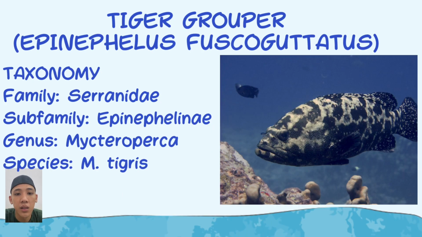So this is the taxonomy for the hybrid grouper parent, which is the tiger grouper. The scientific name is Epinephelus fuscoguttatus, more known as kerapu harimau by locals. The family is Serranidae, the subfamily is Epinephelinae, the genus is Mycteroperca, and the species is Mycteroperca tigris.